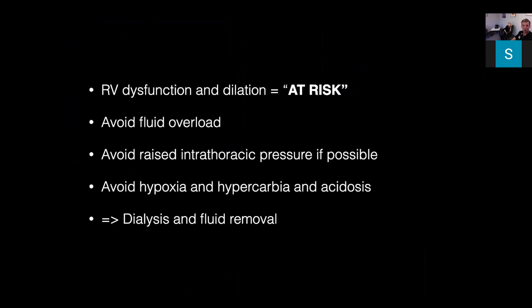That's what I say. So yeah, the RV dysfunction and dilation is at risk, and therefore treat it as you would any other RV at risk, and avoid fluid overload. Reduce your PEEP as much as you can, not too low, not too high, find the sweet spot. Avoid anything that's going to increase your pulmonary vascular resistance, such as hypoxia, hypercarbia, and acidosis. And if you're running into trouble with acute kidney injury, look at earlier institution of dialysis and fluid relief.